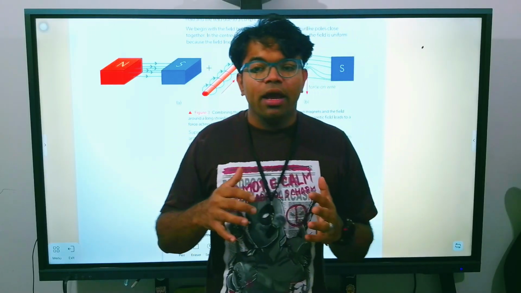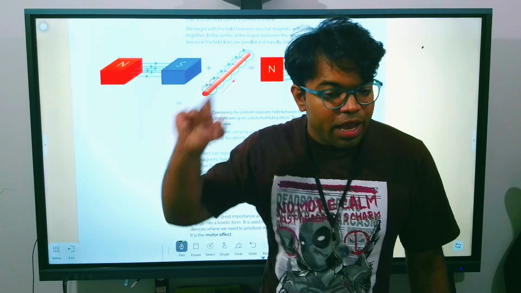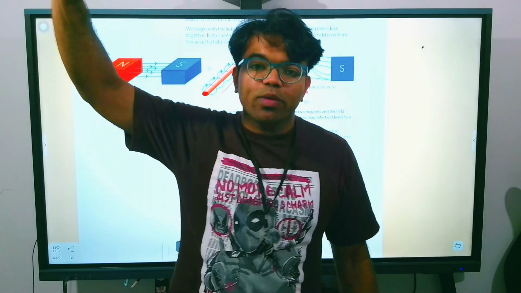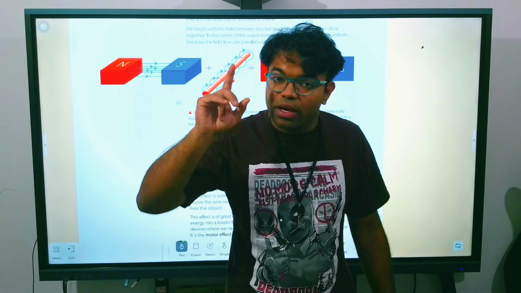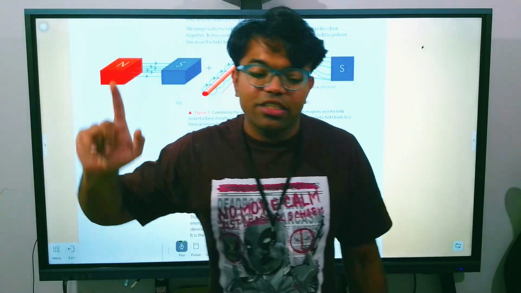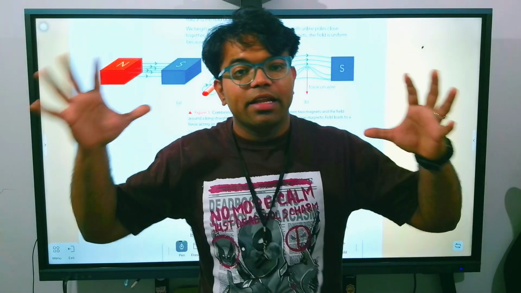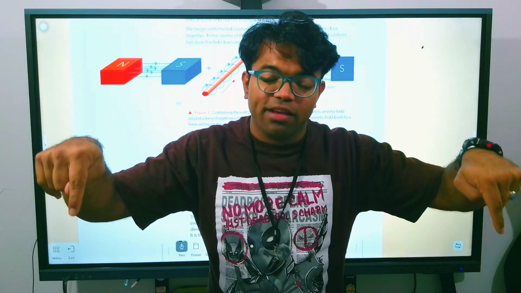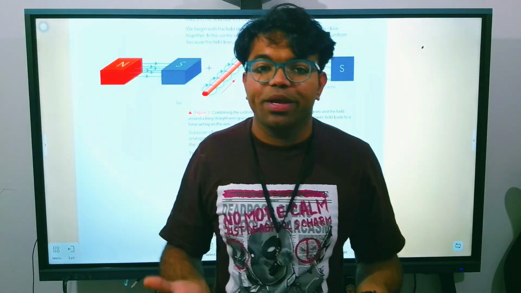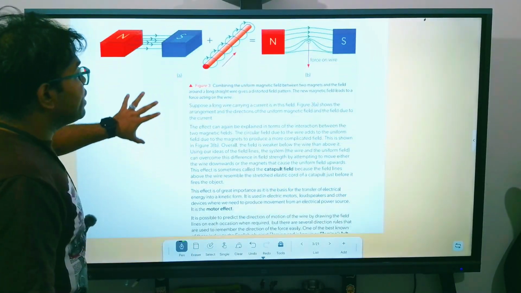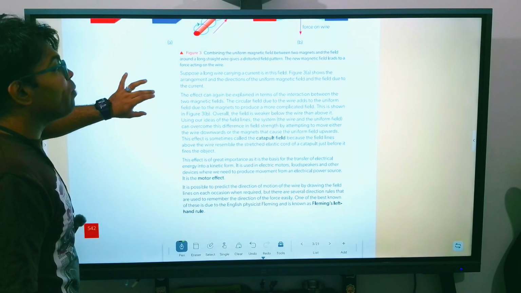So how do we understand this? We can say that if a current carrying conductor is moved through a magnetic field, it will experience a force. Why will it experience a force? Because a current carrying conductor produces its own magnetic field. The two magnets already had their own magnetic fields. Now, when these two magnetic fields interact with each other, what ends up happening? They will experience a force.